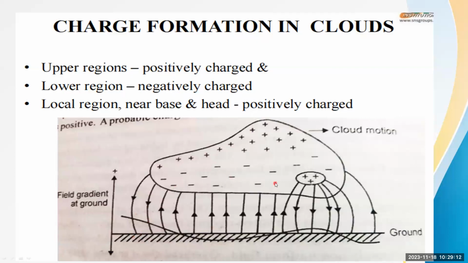The lower part of the cloud is occupied by negative charges because of this field gradient from positive to negative, here from positive ground to cloud, in this direction. So positive charges are here and negative charges in the lower part of the cloud. Some positive charges also form inside the cloud in the local region, so there is a field gradient between the cloud and the local region in this direction, positive to negative and negative to positive. This is how positive and negative charges are formed in the cloud.